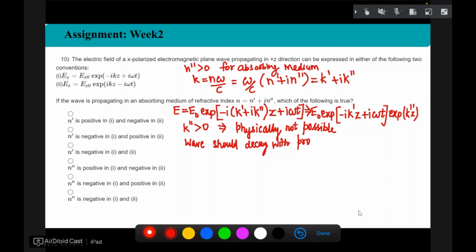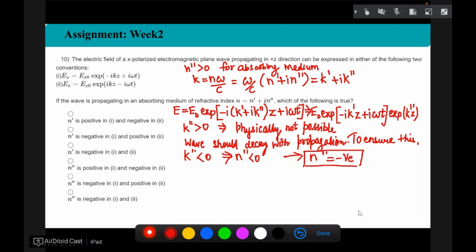The wave should decay with propagation, right? So to ensure this, k prime must be less than 0, which implies that n double prime is less than 0. So for the first case, we found out that n double prime is negative.